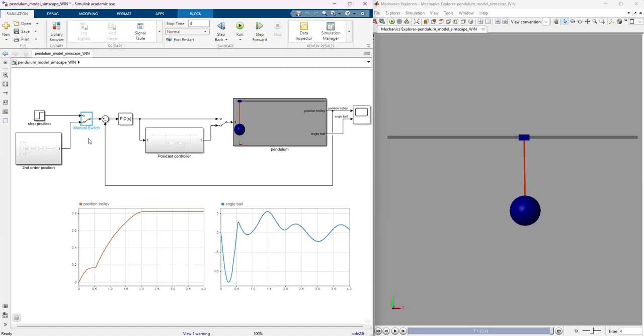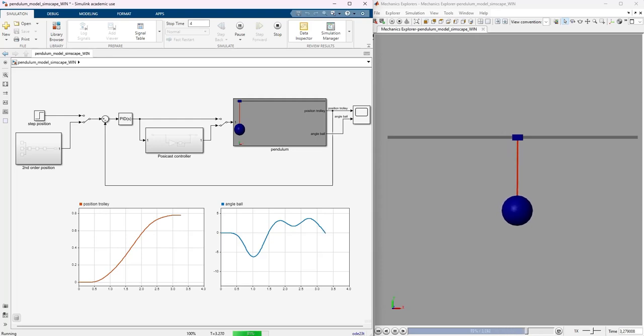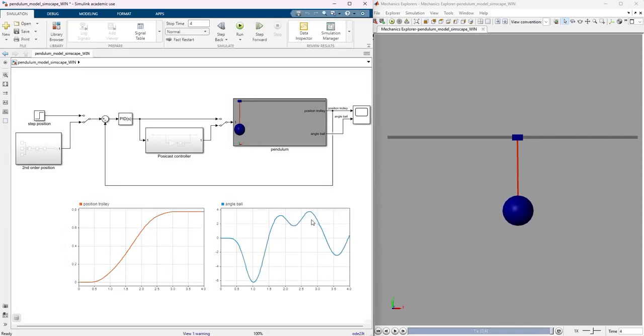And when we do that, so putting the manual switch in this position, you see that the behavior of the ball is improved with respect to the situation in which we only had that step. So the maximum oscillation amplitude over here is, let's say, 3.8 degrees. So it's somewhat better than when we had the step position, and of course it's at the cost of a somewhat larger settling time.